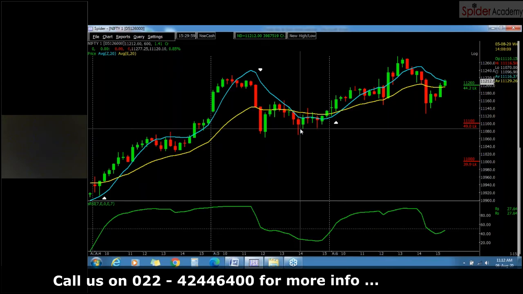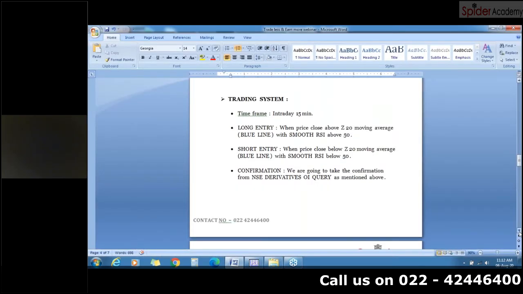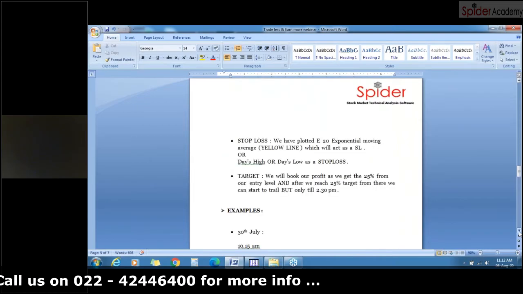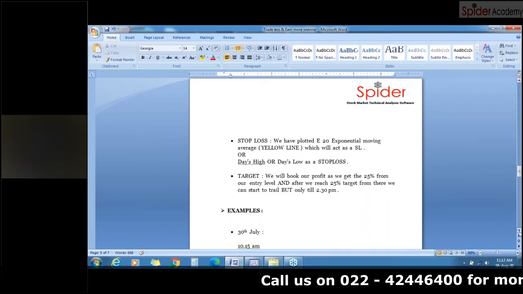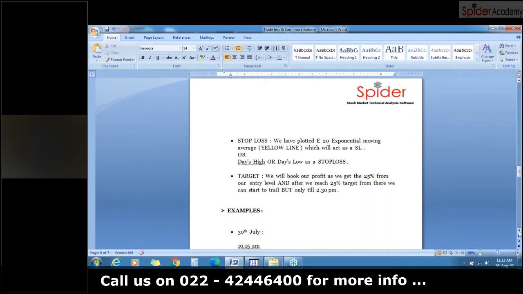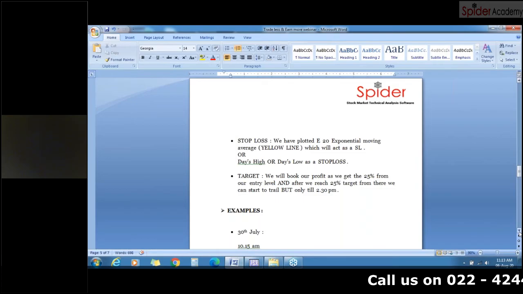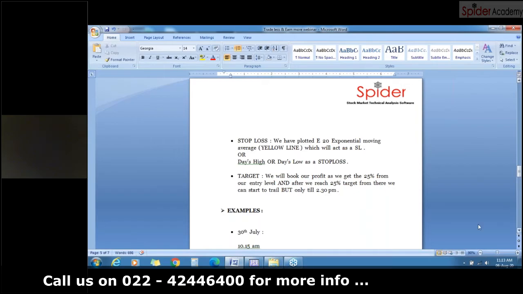So what will be the stop losses now and what will be the targets? For stop losses and targets, we will be looking at the exponential 20 moving average, that is the yellow line, or if you're trading in options, you can take the day's high or day's low as the stop loss. Okay, then what will be our target? We will book our profits as we get 25% from our entry level, and after we reach the 25% target, from there we can start to trail, but till 2:30 p.m. and this is for the specific intraday only.